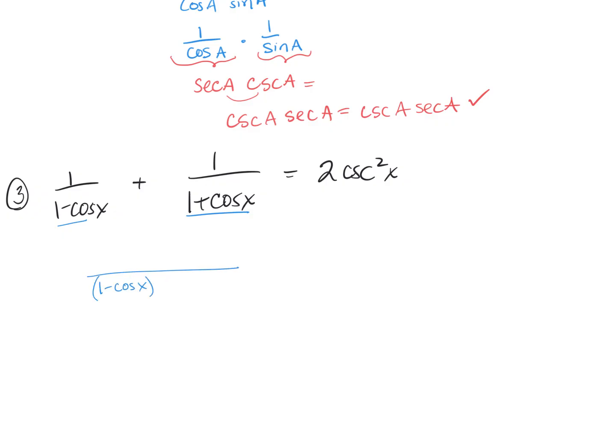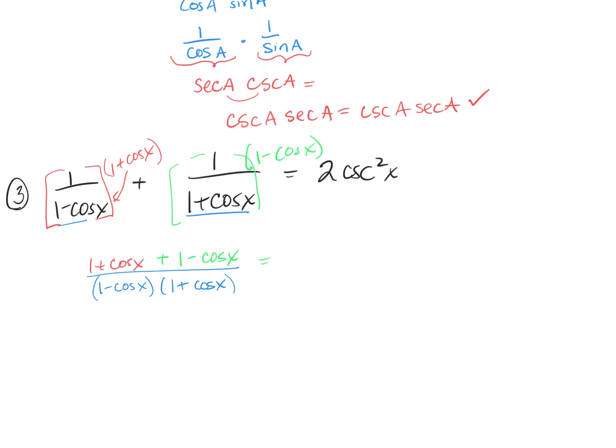When I do that, I have 1 minus cosine x times 1 plus cosine x. But in order to do that, I'm going to have to do some cleaning up, right? This first fraction, I'm going to have to multiply it by 1 plus cosine to get the right denominator. And the second fraction, I'm going to have to multiply it by 1 minus the cosine x to get the right denominator. So it's going to be plus 1 minus the cosine x.